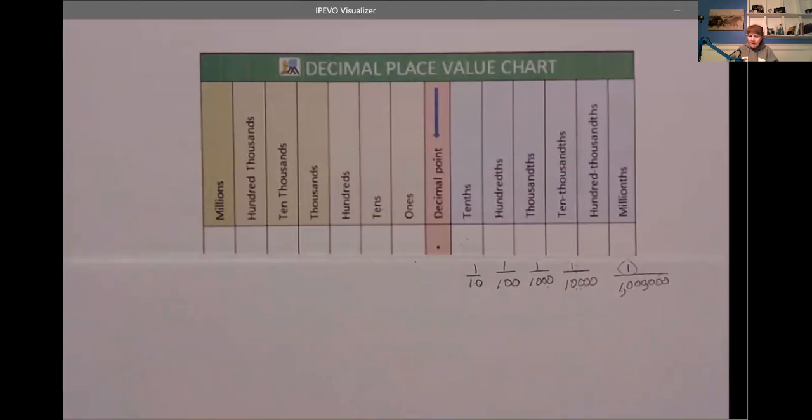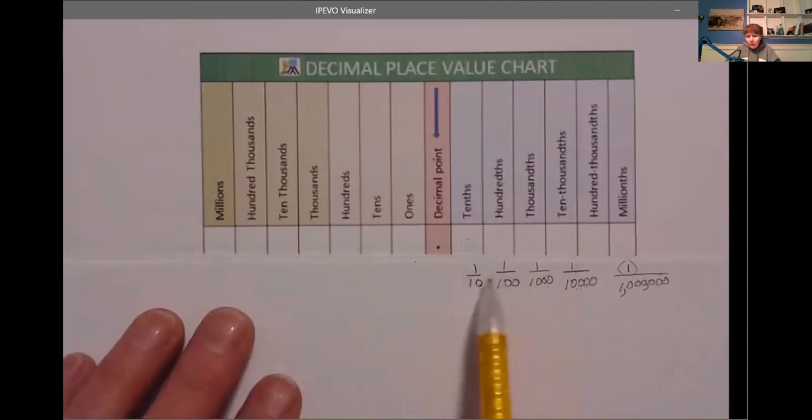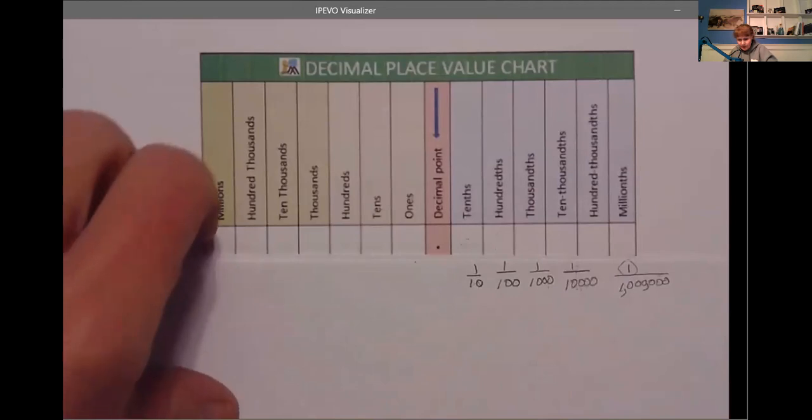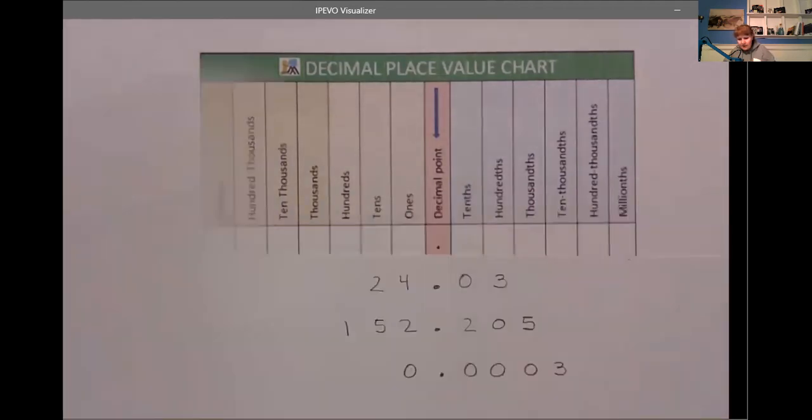But we're going to be looking at these right here, and you'll be expected to go from a fraction to a decimal and a decimal to a fraction. So we'll work both ways. We'll be able to go from one to another. All right, so let's look at some examples here.